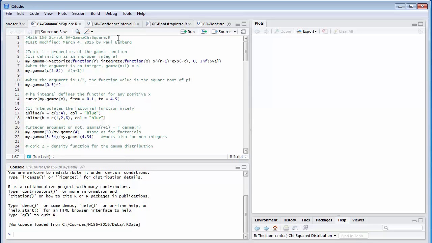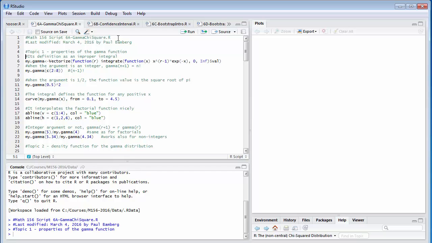Hi there, it's Paul. I'm still recovering from my cold, but I'm going to try to tell you a thing or two about the gamma function, the gamma distribution, and the chi-squared distribution. This is pure probability, no statistics. So let's start with the gamma function.